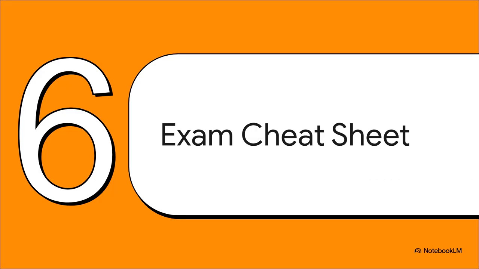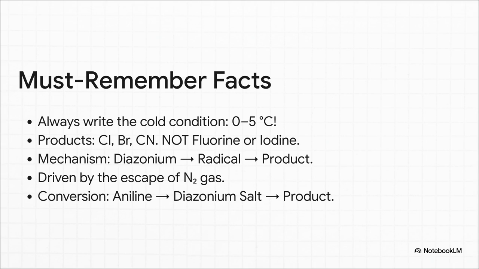All right, we have covered a ton of ground. So to wrap this all up, let's boil everything down to the absolute must-know facts. This is your final exam cheat sheet, the stuff you need right before you walk into that test. Okay, you ready? Here are the 5 things you absolutely have to remember. Number 1, the cold condition. Always, always write 0 to 5 degrees Celsius.